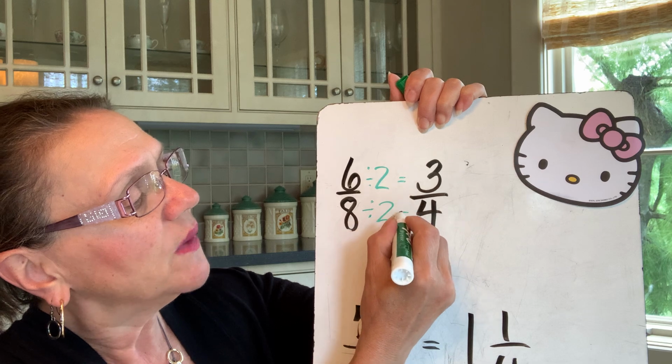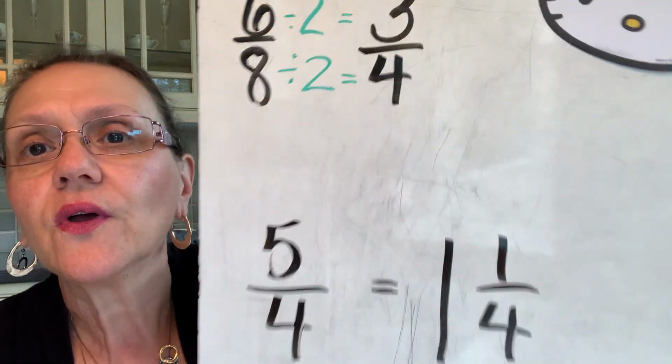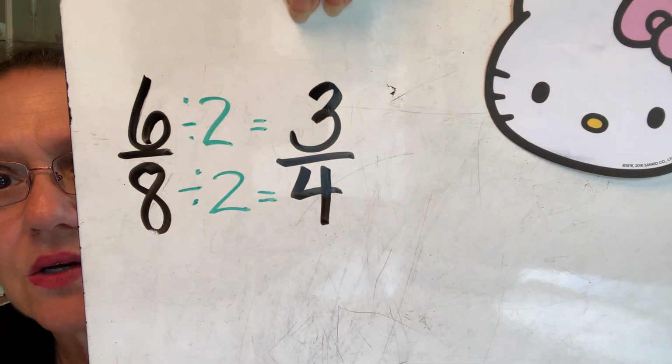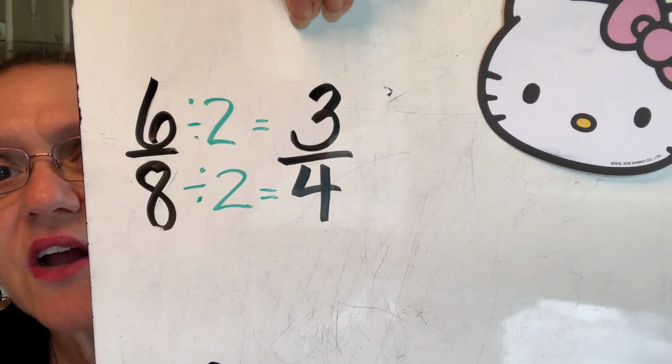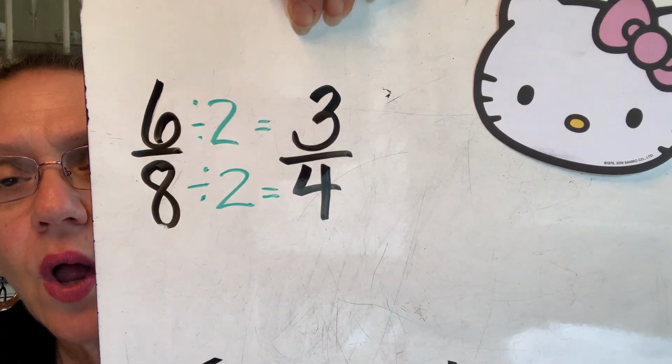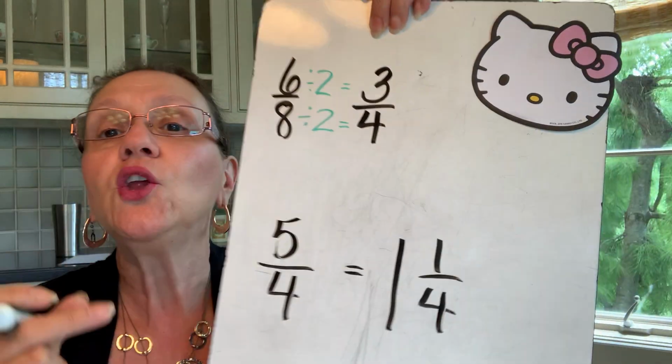And guess what that gives me? 3/4. You can see that. But you can see that my 2 fractions are equal. You can see it with the numbers, and you can see it with my pictures as well. Okay?